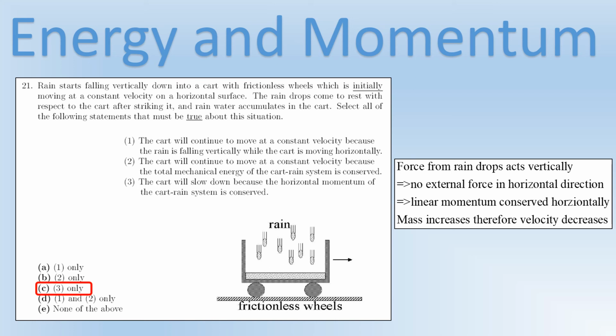So if we have a look at statements 1 and 2, statement 1 says it's constant velocity. That's not true. And so does statement 2, so that can't be right, so it's just 3.